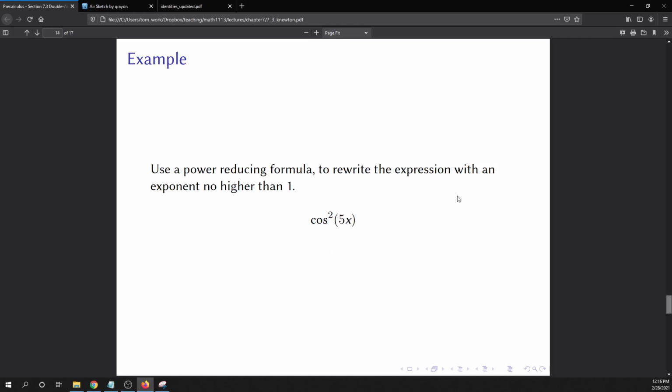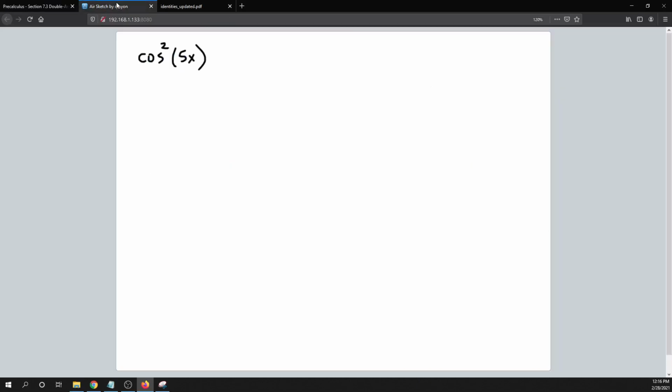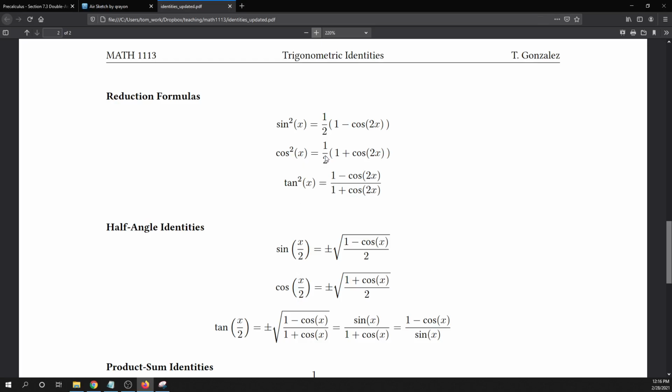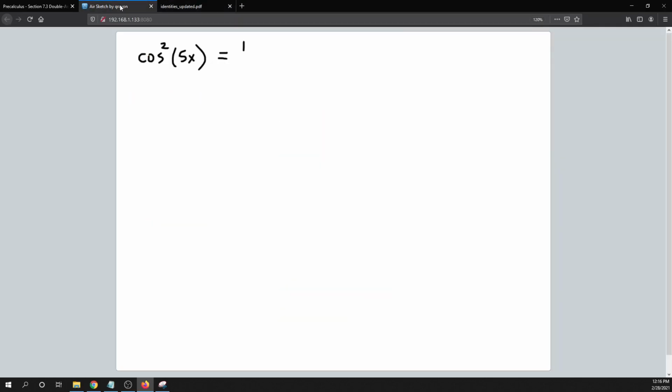All right. The question says, use a power reducing formula to rewrite the expression with an exponent no higher than 1. So here we have cosine squared of 5x. And so the identity that we are going to use is this power reduction formula for cosine here. All right, so looking at that one, we have 1/2 times 1 plus the cosine of 2x.